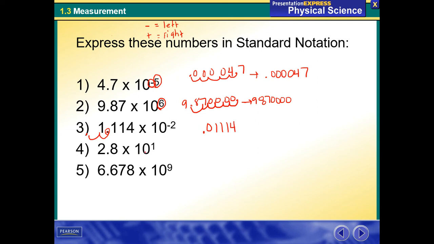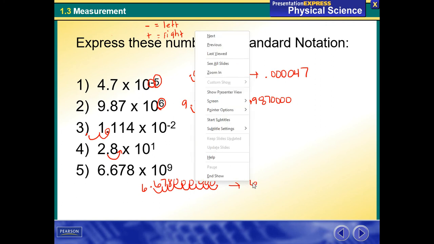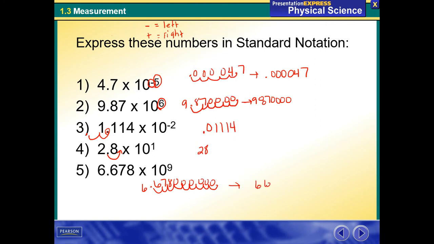0.01114. Here, on number 4, it says I'm moving 1, and positive means to the right, making this number bigger. Positive means bigger. And then over here for the 9, it says I'm going to move this 9 spots to the right because I want my number to get bigger. 1, 2, 3, 4, 5, 6, 7, 8, 9. And when you guys go to rewrite this, count 1, 2, 3, 4, 5, 6. How'd you guys do?